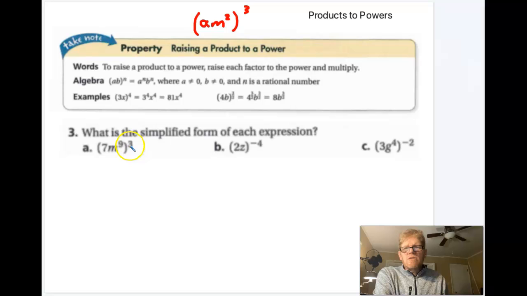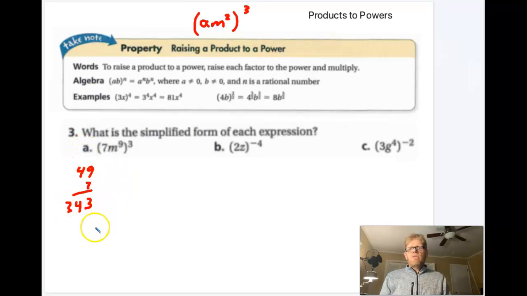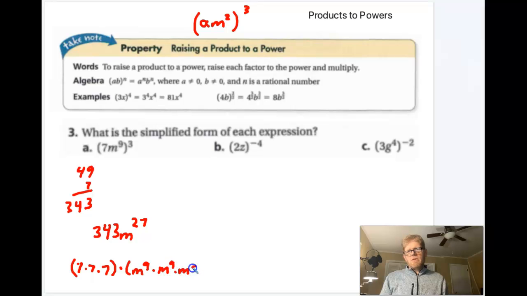We're going to take 7 and raise it to the third power. So 7 times 7 is 49. So you have 49 times 7, which is 343. So 343 m to the 27th power. And once again, that's just 7 times 7 times 7, which we brought to the third power, times m to the 9th times m to the 9th times m to the 9th. And you get those together. So that gives you 343 m to the 27th as your result.